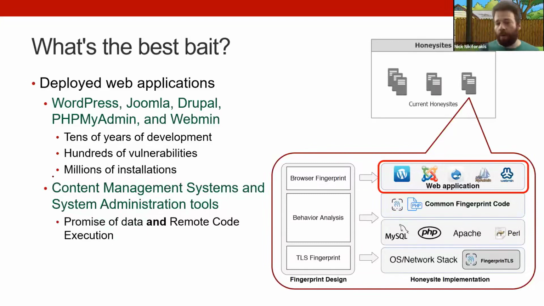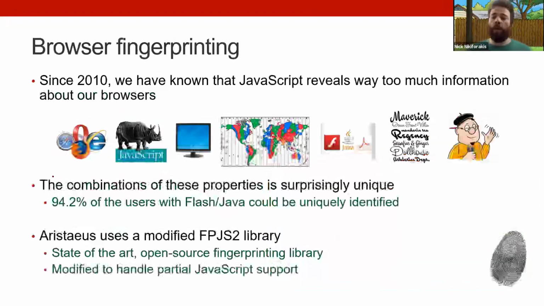And we know that they're very popular. So an attacker will have all the reasons in the world to actually go through the process of building a bot to attack those specific web applications, right? And finally, in terms of types, we're using both CMSs as well as system administration tools, again, offering the promise of stealing user data from CMSs, but also getting some form of remote code execution through the system administration tools, right? So then we use fingerprinting.